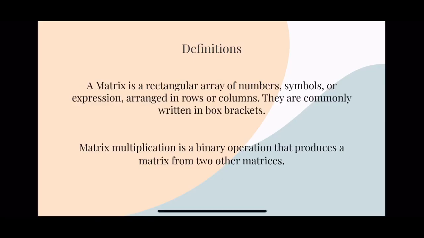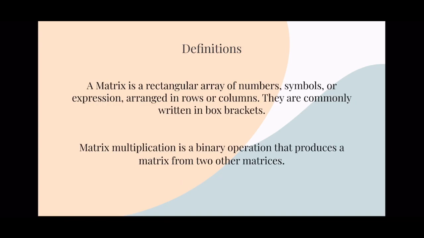Now, you may be asking, what are even matrices and what does it mean to multiply them? Well, a matrix is a rectangular array of numbers, symbols, or expressions arranged in rows or columns. They are also commonly written in box brackets. Therefore, matrix multiplication is a binary operation that produces a matrix from two other matrices.